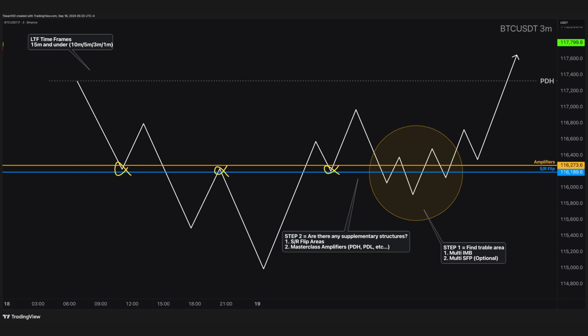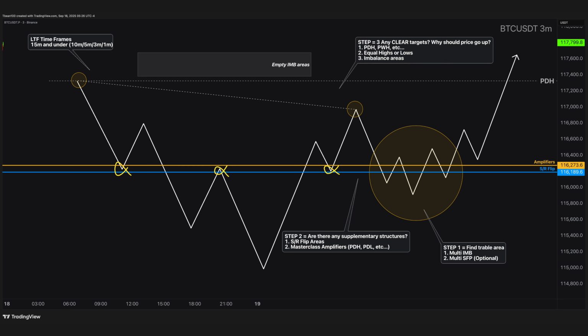In step 3, we are going to look for clear targets. So what are clear targets? They could be the previous day's high, previous week's high, or similar institutional levels. They could also be equal highs or equal lows, maybe even relative highs or relative lows, and possibly even empty imbalance areas combined with those levels. So to repeat, step 3 is all about looking for clear targets.